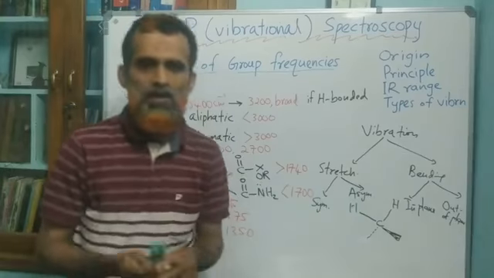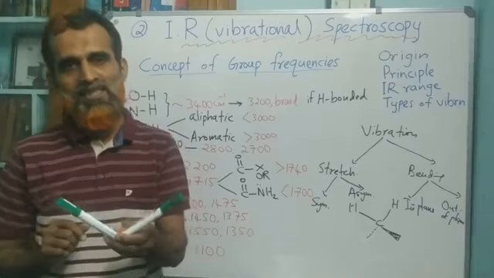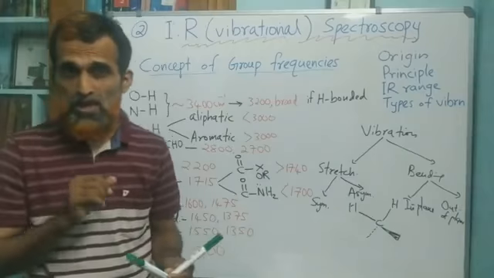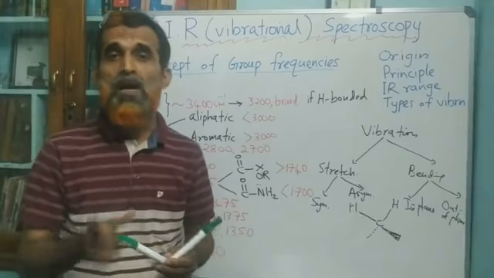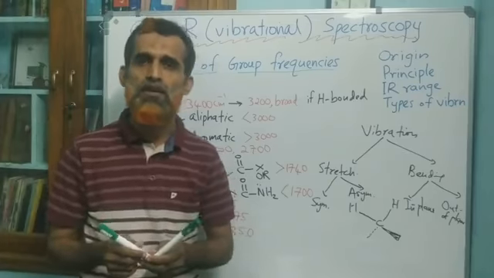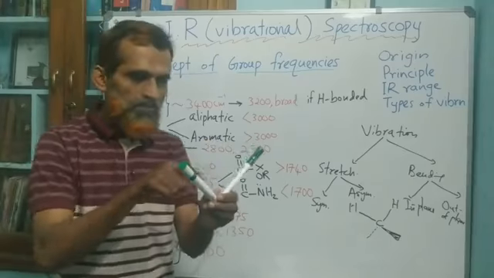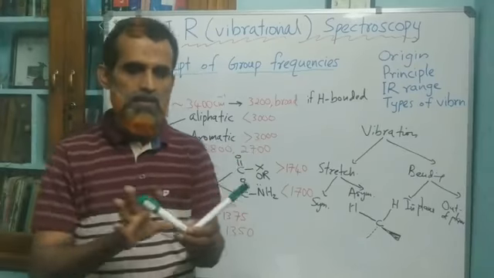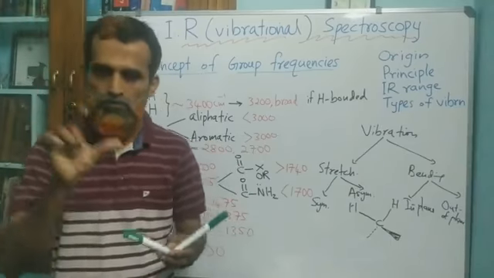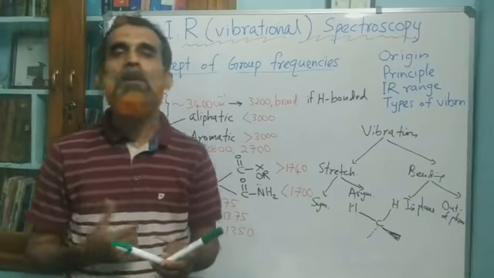And coming to bending, what is bending? It is a vibration in which bond angle changes, whereas in stretching it is bond length that changes. Here it is bond angle that changes. For any vibration to be IR active, I repeat, what is the essential condition or the selection rule? There should be a change in dipole moment. If these two bonds are vibrating, changing in bond length, dipole moment depends on the bond length. When it changes, of course, the dipole moment will vary.